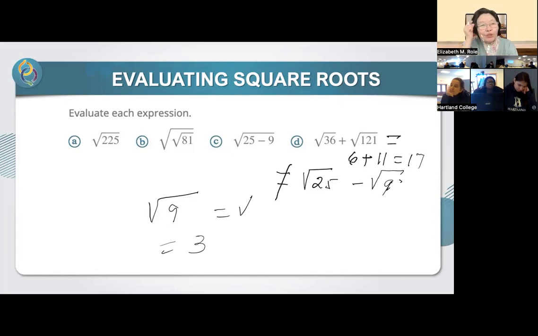That's why I'm saying it's good to put in memory a few of these squares so that it's easy for you to get the square root, maybe up to 20. That won't be very difficult to remember. All right, so that's our square roots.